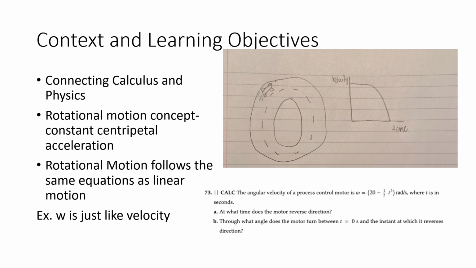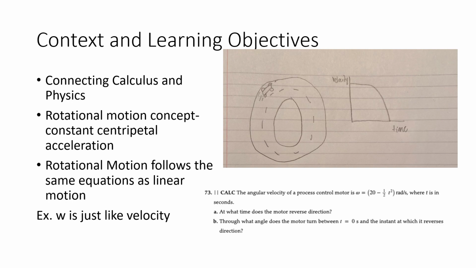So the question asks about a car that is moving in a circle, and the car has an angular velocity specifically of 20 minus 1/2 multiplied by t squared, and this is in radians a second. The question wants to know at what time does this car reverse direction, and at what angle does the car turn between t is 0 and the instant at which it just reverses direction.